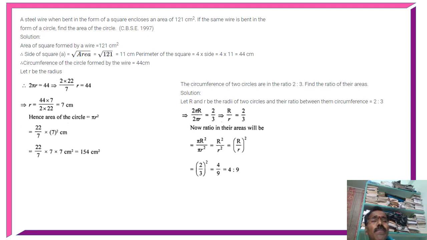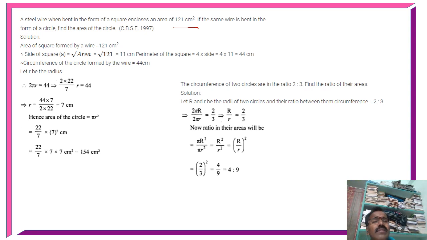A steel wire bent in the form of a square encloses an area of 121 centimeter square. If the same wire is bent in the form of a circle, find the area of the circle. It is nothing but reshaping, remodeling into another shape, from square to circle. First, the area of the square is 121 square centimeter according to the question. Area is given. If they gave the length of the wire, 4a, but here they clearly mention the area it encloses.